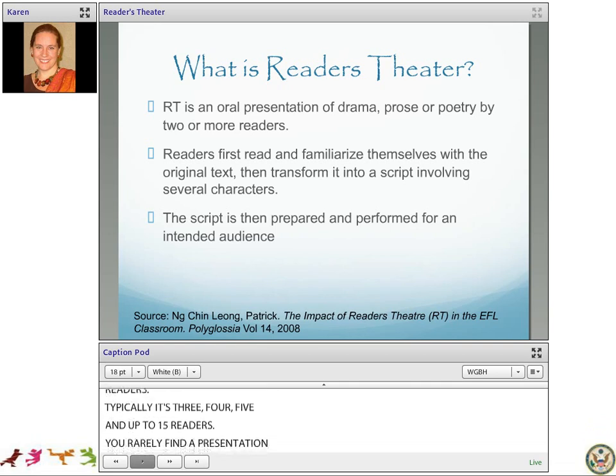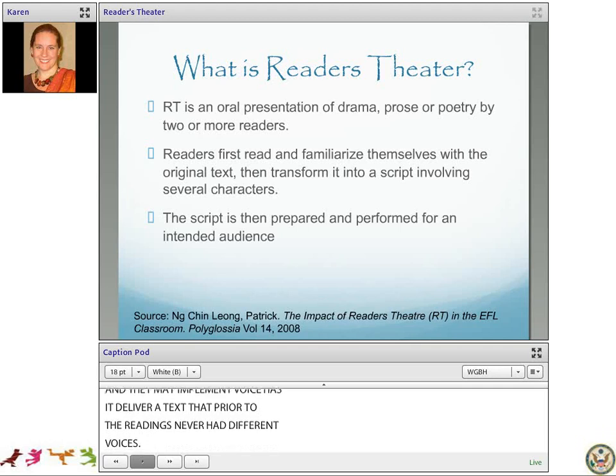The readers first read and familiarize themselves with the original text, and then they transform it into a living script that involves several characters. And those characters might be explicit characters in the story, or they might be implicit characters, meaning different voices that simply deliver a text that prior to the reading never had different voices. So I'll try to explain that a little bit later.